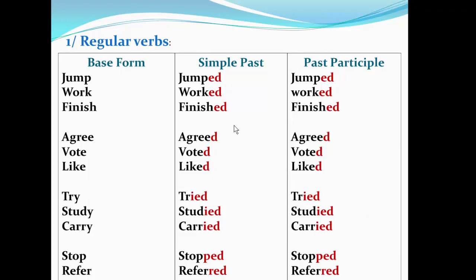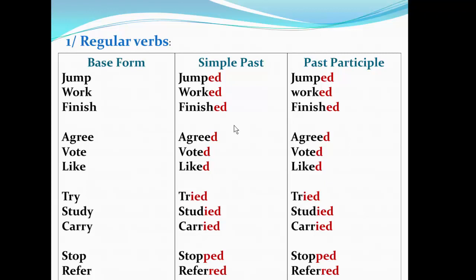Let's see agree. Agree يعني يوافق. Agree is a verb that ends with the letter E. ينتهي بحرف E. In the simple past becomes agreed and past participle also agreed. What I did is to add a D at the end of the verb.